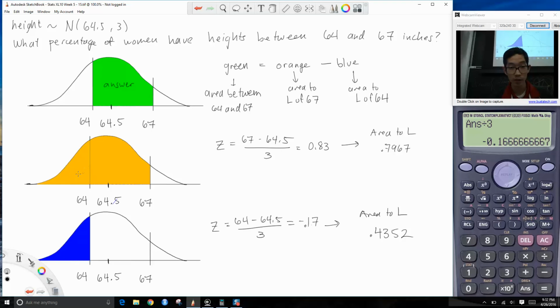Okay, so this area is 0.7967. This piece is 0.4352. So this part here has to be 0.7967 minus 0.4352. Okay, so the, did I write that? Oh yeah, 0.4325, you're right. 0.4325. I need my eraser.